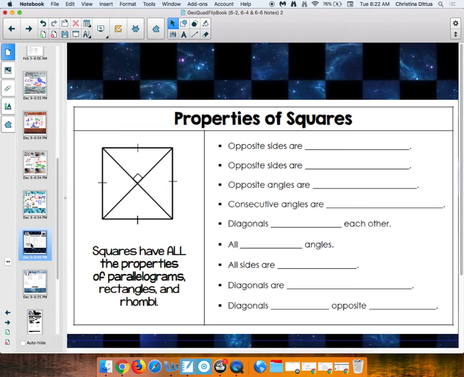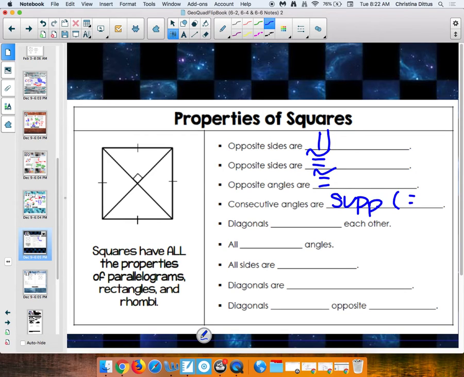Last one, squares. Tell me what we know about opposite sides of parallelograms, rectangles, rhombi, and squares. Parallel, congruent. Opposite angles are congruent. Consecutive angles are supplementary, which means they equal 180. The diagonals do what to each other? Bisect, good.